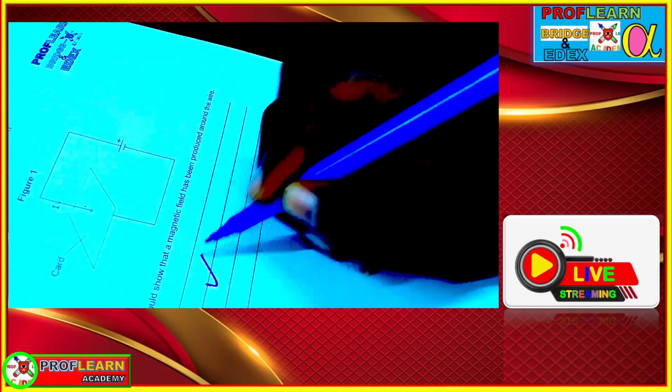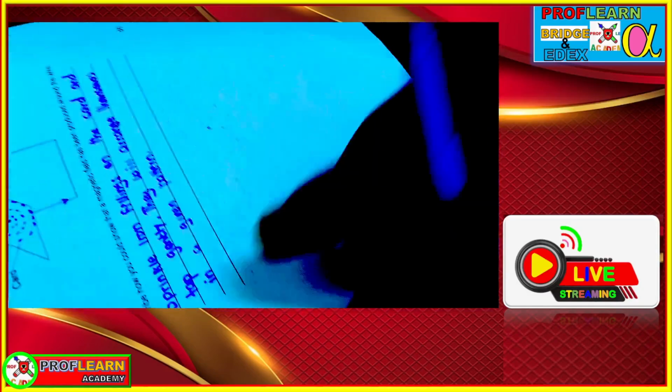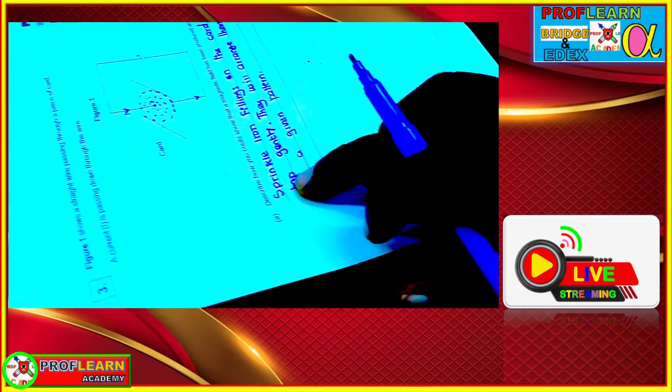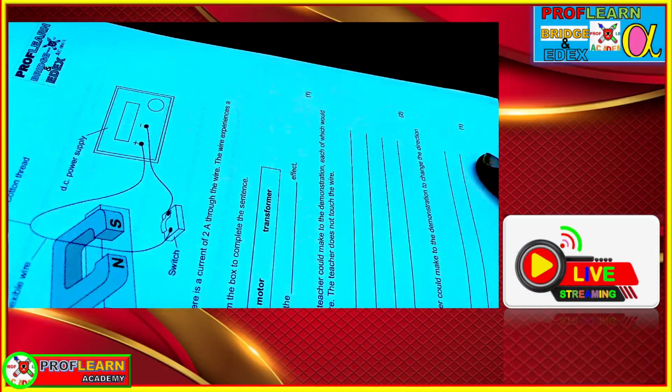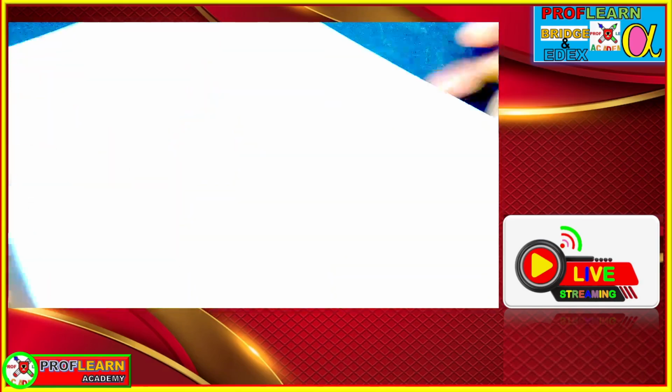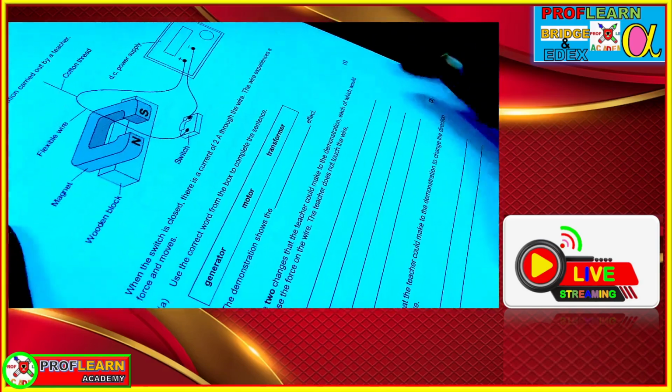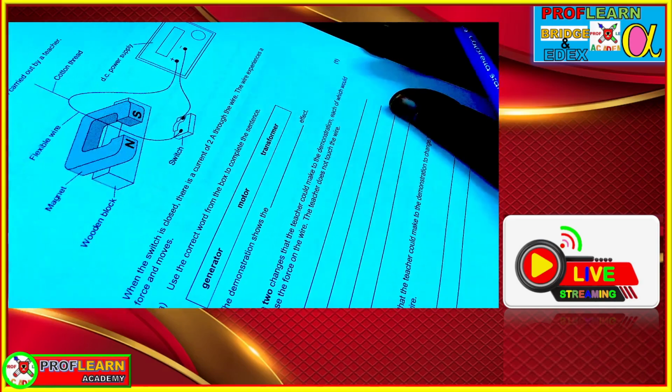Describe how you will show the magnetic field has been produced. Already we have worked out this question. We have just answered it in this section. So there is no need of repeating that. All right, so moving further to the next question.